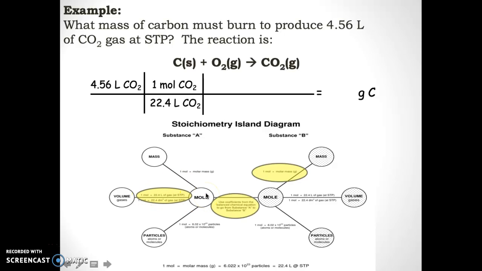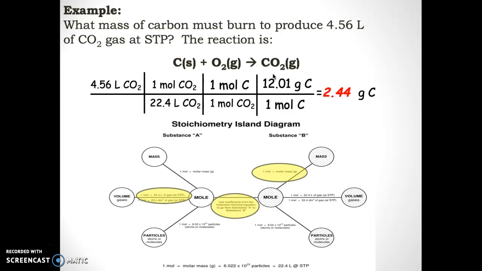And then I go from moles of CO2 to moles of carbon. What is that ratio? 1 to 1. I got that from the balanced chemical equation. Then I'm going to go from moles of carbon to grams of carbon with my molar mass of carbon on top. So in this case, I'm going to divide and multiply. What I should have got for an answer is 2.44 grams. All right, there's another example of a stoichiometry problem going from liters to grams.